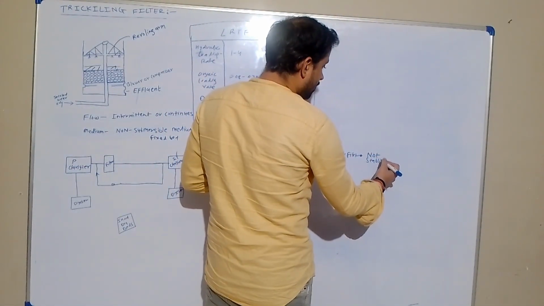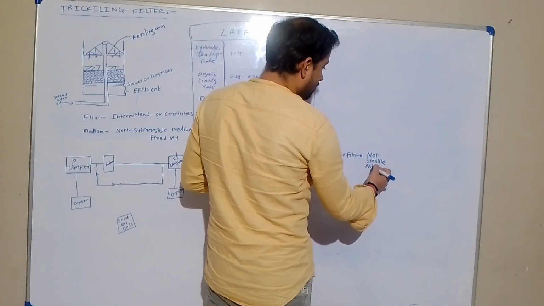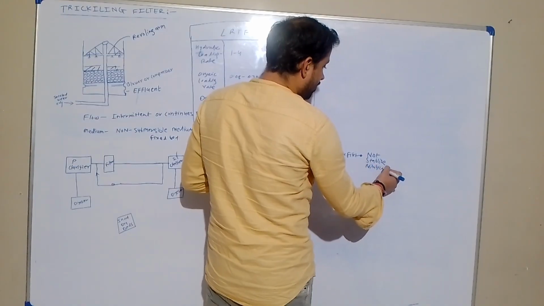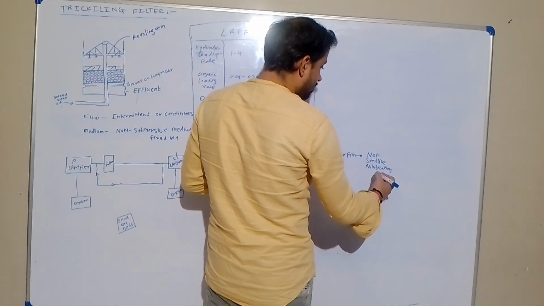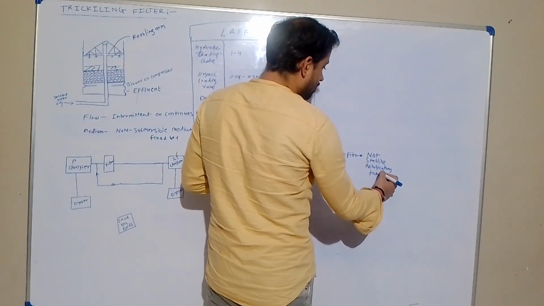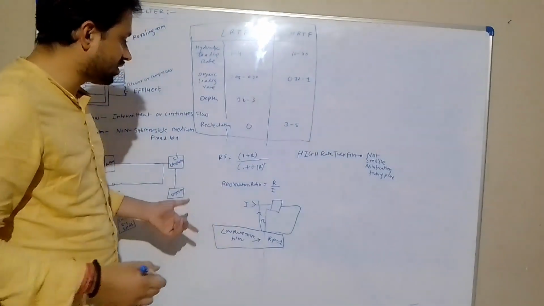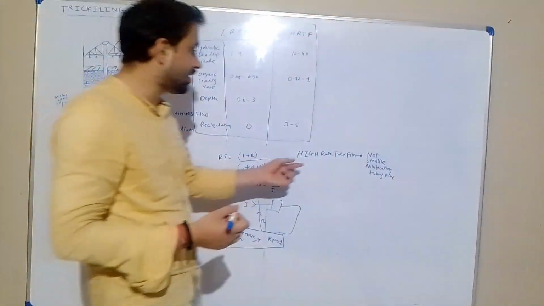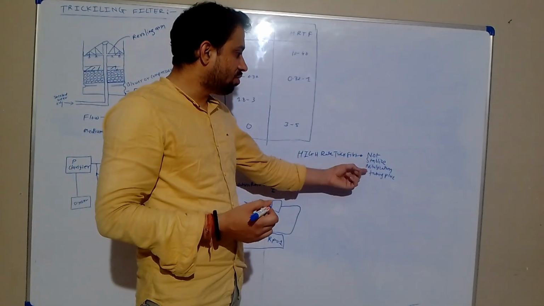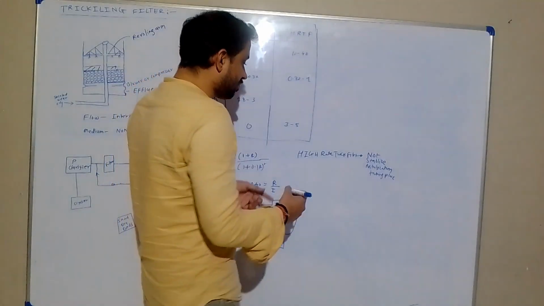Not stabilized nitrification is taking place because of the recirculation and the less contact period provided. In the high rate trickling filter, not stabilized nitrification is taking place.